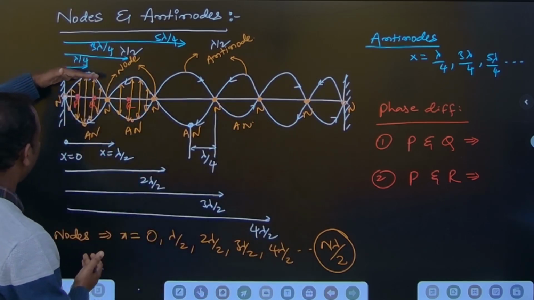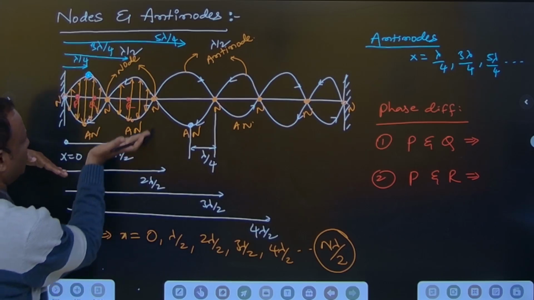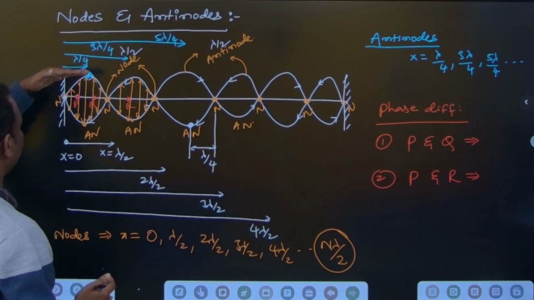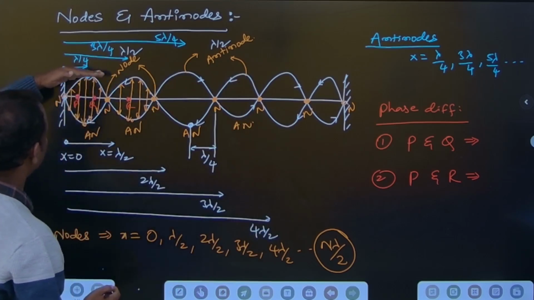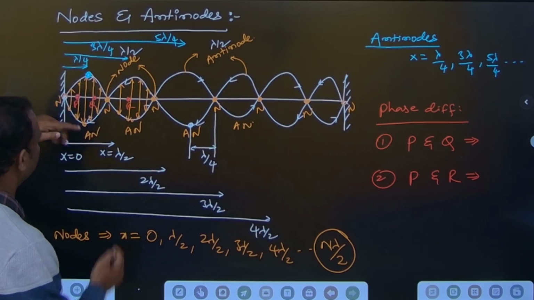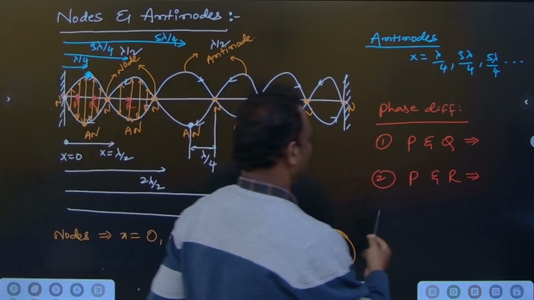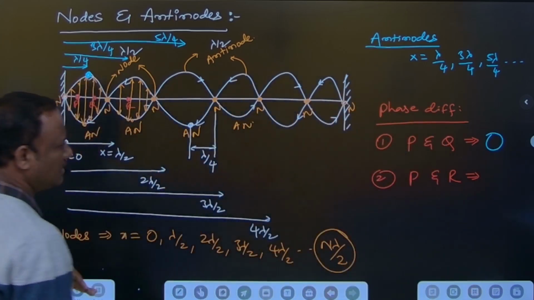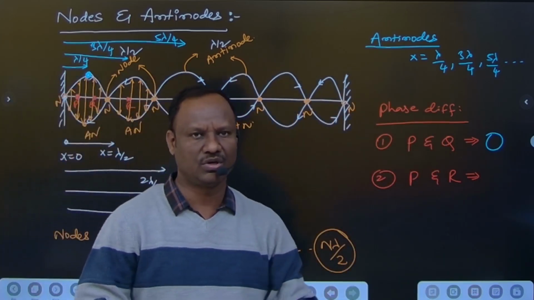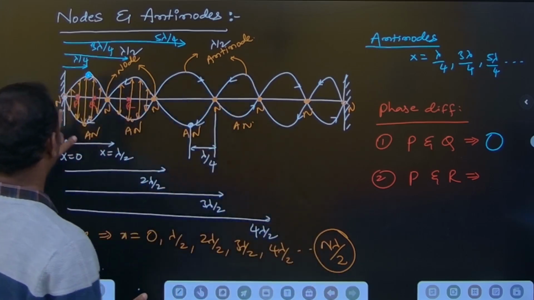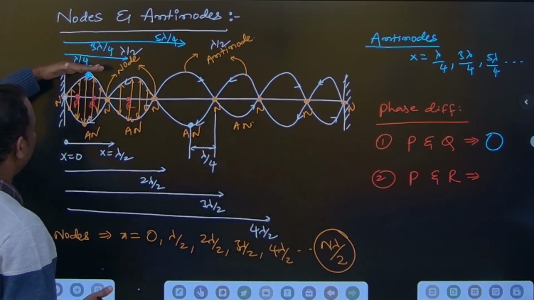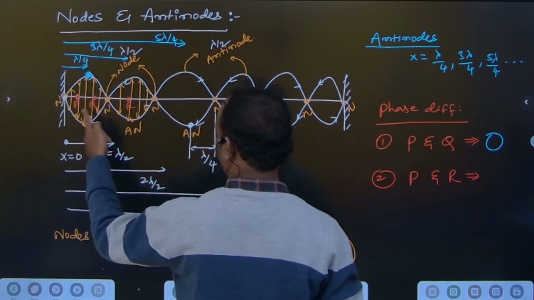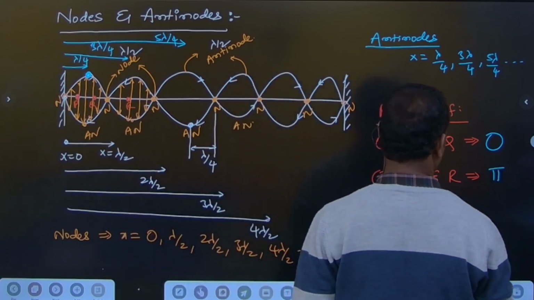If all are directed downward, the next will be upward, next downward, next upward, like this. So if all the particles in this loop are vibrating downwards, the phase difference between P and Q is 0, because they have the same phase, they are moving parallelly in the same direction. And the phase difference between P and R: if P is vibrating downwards, R is moving upwards. So the phase difference between P and R is pi radian.